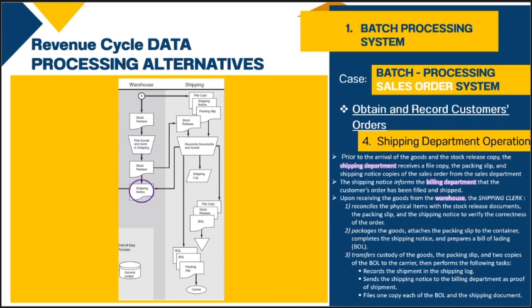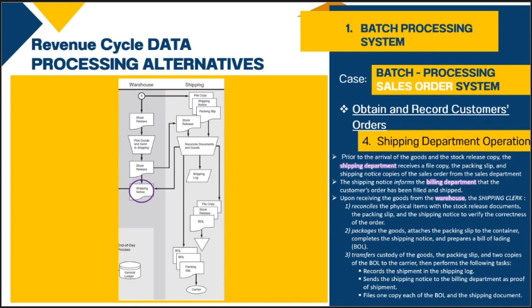Now, the shipping notice informs the billing department that the customer orders have been filled and shipped. This document contains pertinent facts such as the date of shipment, items, quantity shipped, the carrier, and freight charges. And then in some systems, the shipping notice is a separate document prepared in the shipping department. Upon receiving the goods from the warehouse, the shipping clerk reconciles the physical items with the stock release documents, the packing slip, and the shipping notice. This is to verify the correctness of the order.